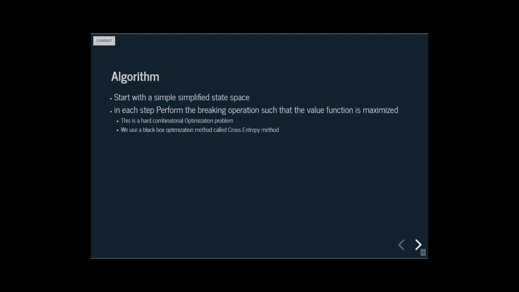My algorithm for solving this problem is described in two simple steps. First, start with a simple simplified state space, and in each step of the algorithm, perform the breaking operation such that the value function is maximized. Turns out this is a hard combinatorial optimization problem. Actually, it's an NP-hard problem, and we can't solve it using usual optimization methods, but there is a black box optimization method called cross-entropy method that could efficiently solve this problem that I use in my implementation.